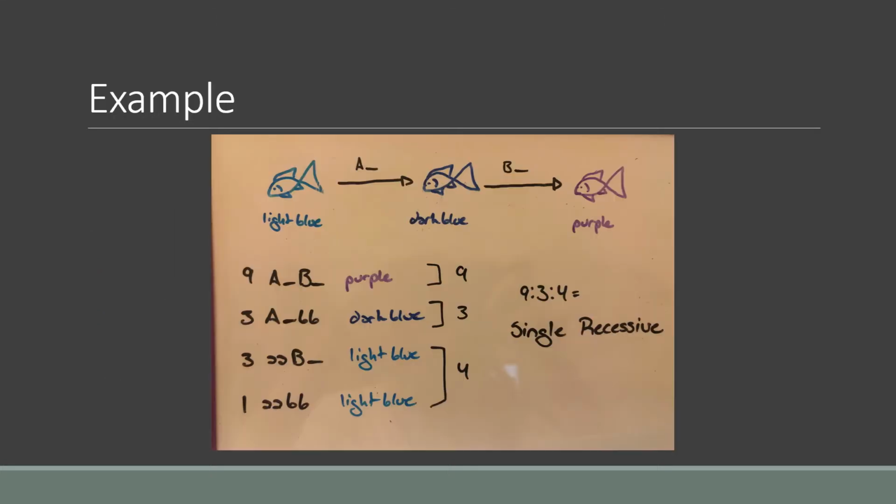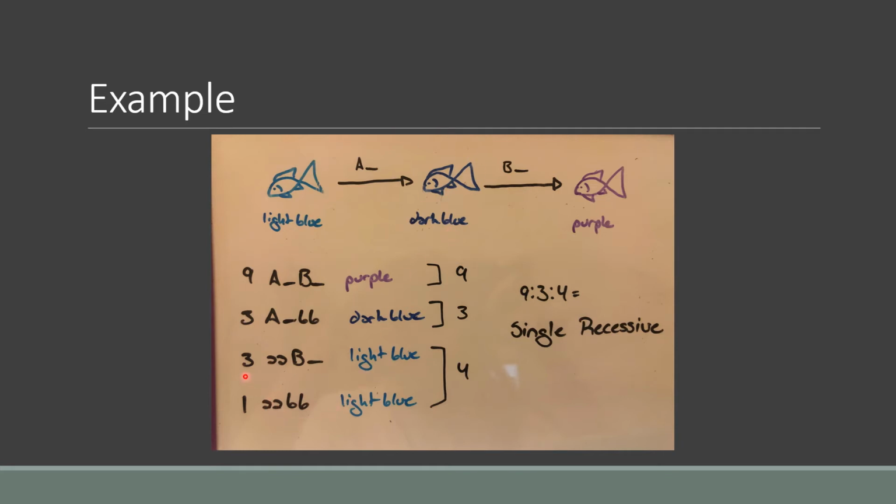I used fish as an example pathway. If there was no epistasis, you would see this 9:3:3:1 ratio between all of these, and the big A, big B will give you purple, because when you go from light blue, you have this big A to get to dark blue, and you also have the big B that lets you get to purple. Then there will be 3 dark blue because they have the big A, but then there's no big B, so they're stuck at the dark blue phenotype.